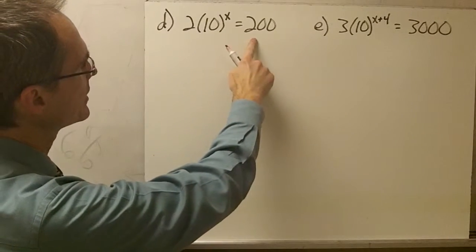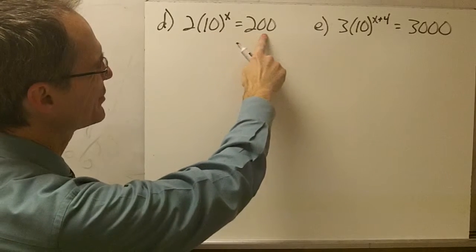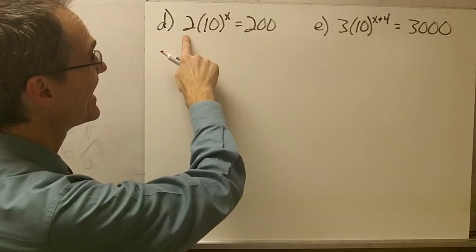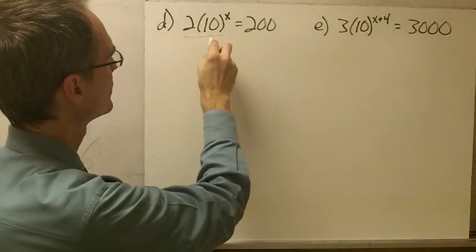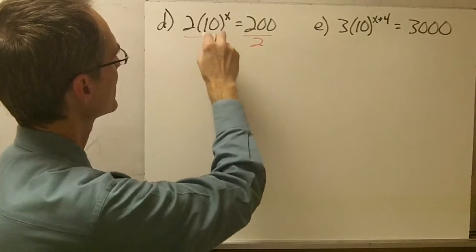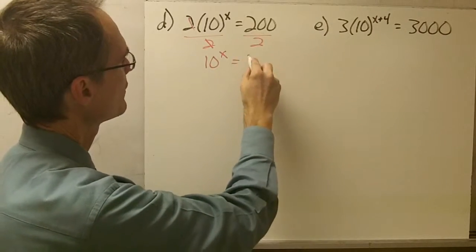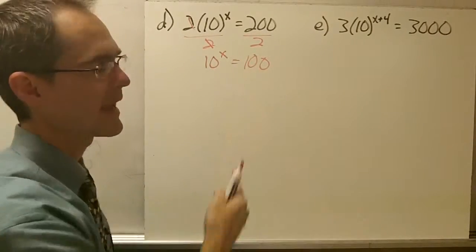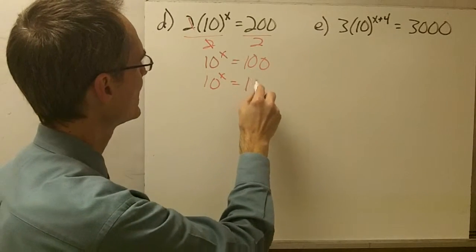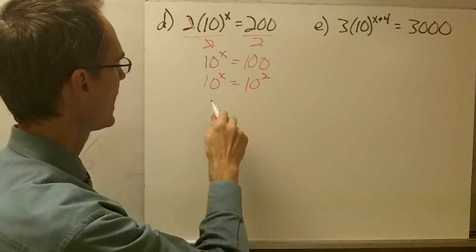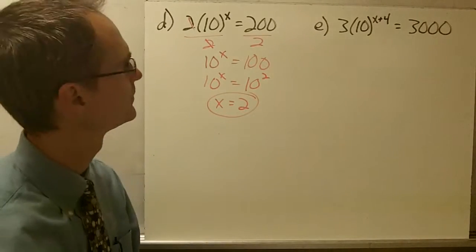So example D here. Here I see I've got a power of 10 here, but I don't have a power of 10 on this side until I divide both sides of my equation by 2. So if I divide both sides of my equation by 2, now I've got 10 to the power of x. 200 divided by 2 is 100. And 100 I can express as a power of 10. So I've got 10 to the x equals 10 squared. I set my exponents equal, and I've got x equals 2.